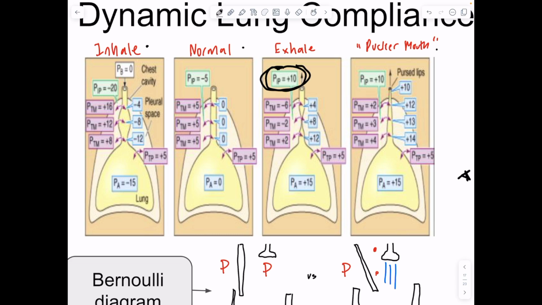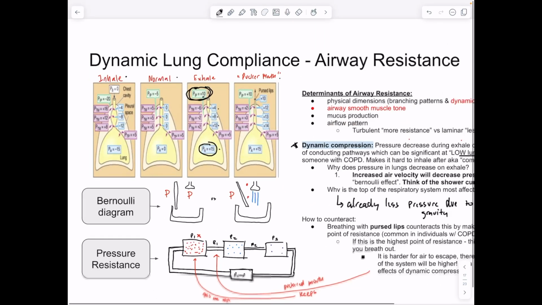The interpleural pressure is plus 10, okay? The pressure inside the lungs, the alveolar pressure, is 15. And then we know that due to the effects of gravity, this pressure right here is going to change, right? And so we have plus 12, plus 8, plus 4, okay? And so due to the effect of gravity, we have changes in pressure, right? That should also be occurring with this guy as well.